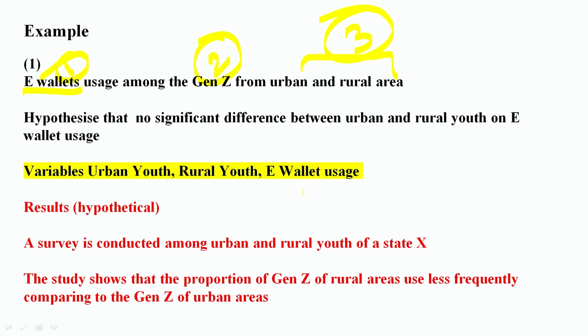So, hypothesis is, I am just assuming that there is no difference between the youth of urban or rural area on e-wallet usage. I am just floating it as a kind of hypothetical example. Now, you identify it with yourself.